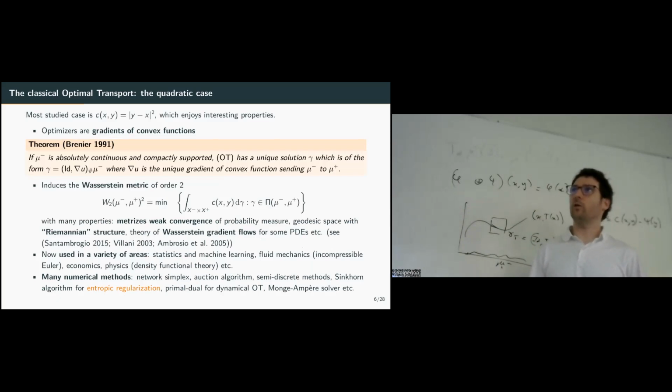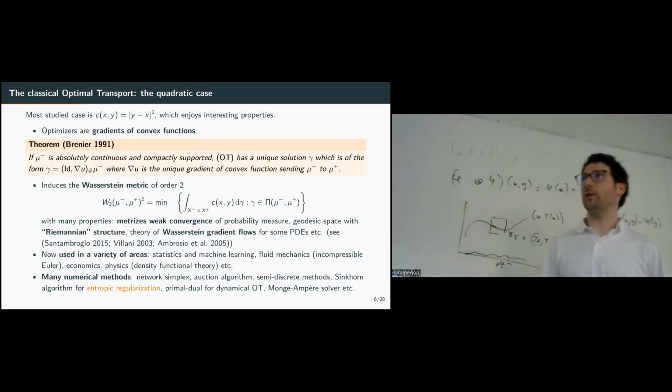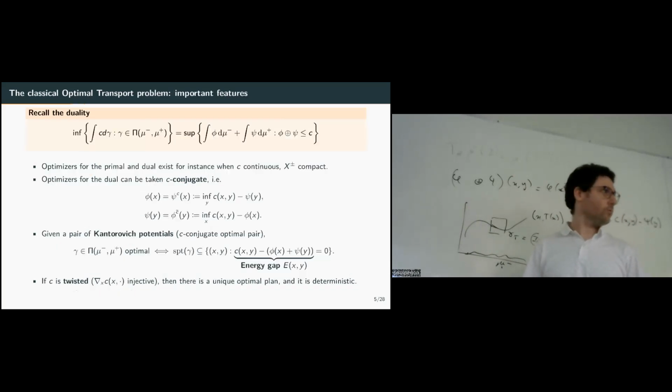So in this case, you can say more things. You can actually say that when mu minus is absolutely continuous, then the optimal transport problem has a unique solution. And it's induced by some map. And this map is very special. It's the gradient of a convex function. This is from the famous Brenier theorem in the 90s. It's the only gradient of a convex function that sends mu minus to mu plus. So this is a very special case. And the proof of this is obtained exactly following these steps. Once you have this, you just write the optimality condition.